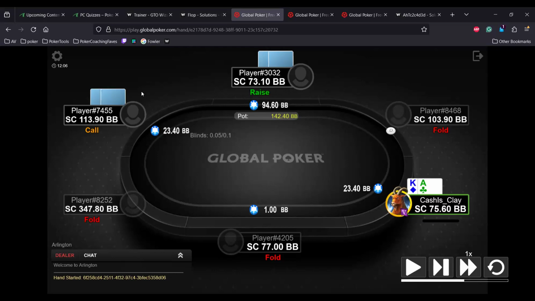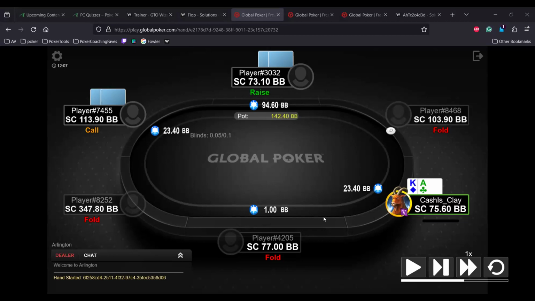Alright, I think he's going to fold. Most likely, we have to anticipate him folding. So we're calling what, 71? Wow, we're getting 3-1. Or 2-1, so we need 33% equity. And even with 5 outs, we've got that.